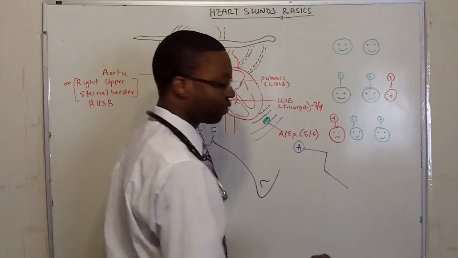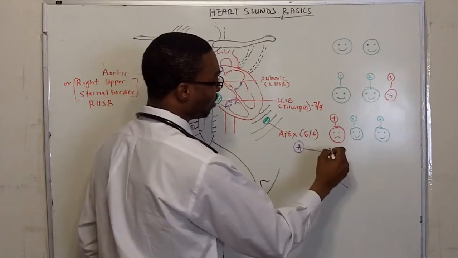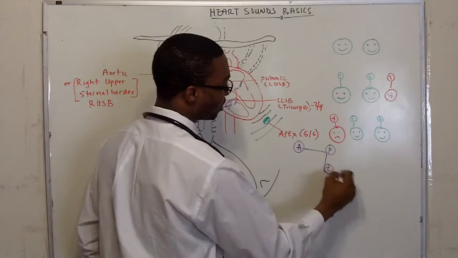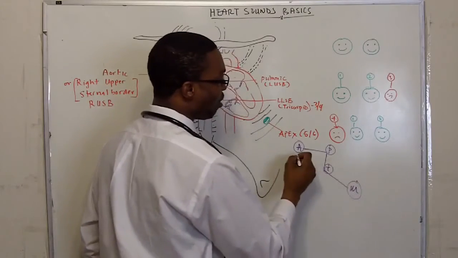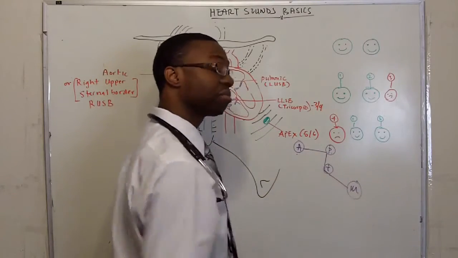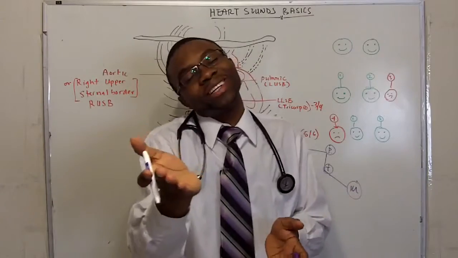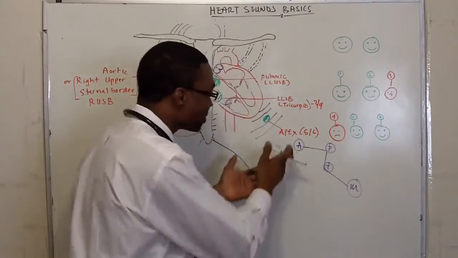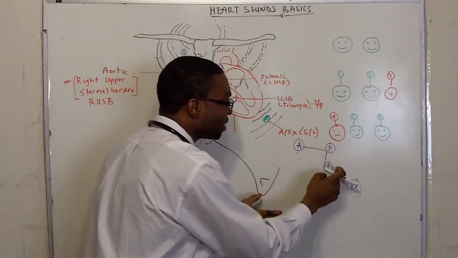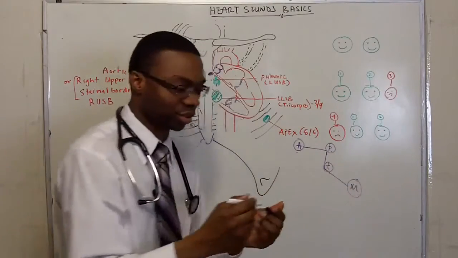So we have a mnemonic for it. Aortic, pulmonic, tricuspid, and mitral. All physicians taste milk. If that works for you, good luck. If it doesn't, it's fine. Just know aortic is here, pulmonary, tricuspid, and mitral.